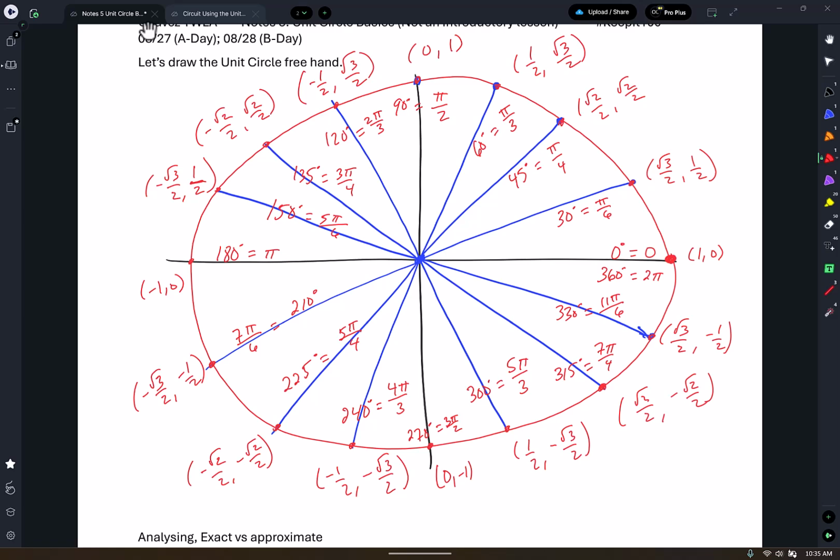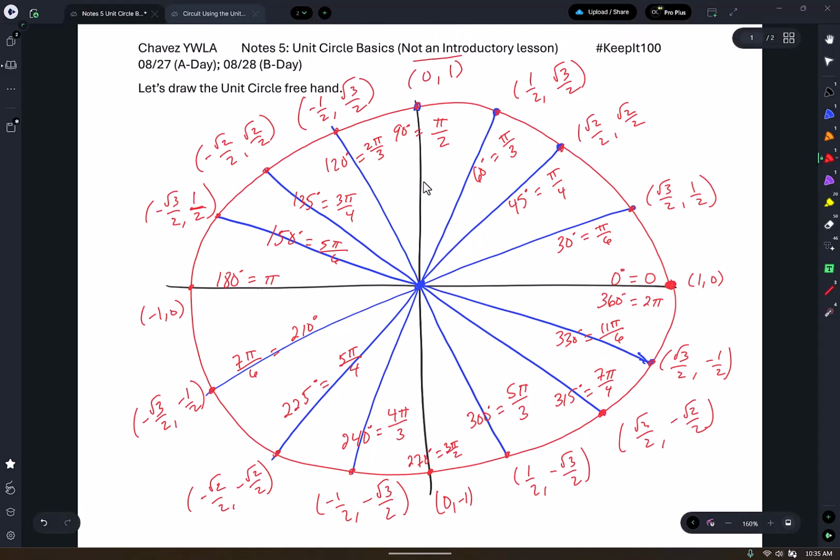Are we okay? All right, here we go, guys. Well, I'll wait. Did everything make sense? We haven't done anything. This is not an introductory lesson. That would be whatever notes we had when we first did the unit circle.